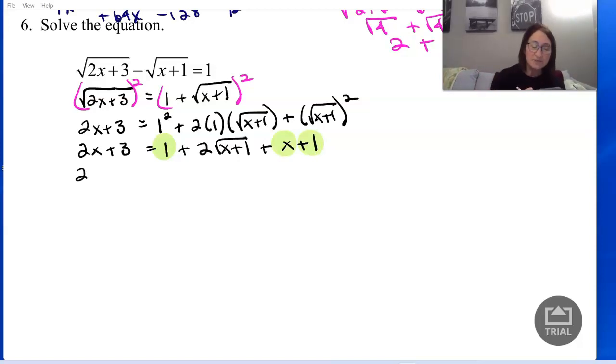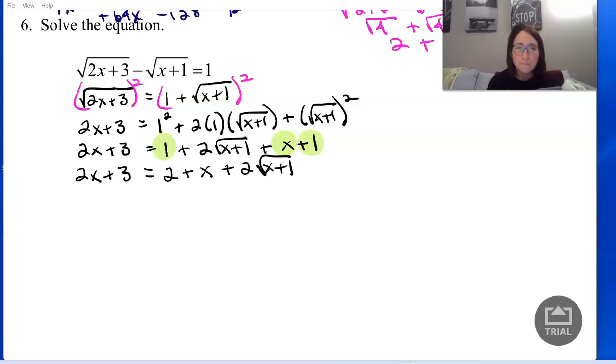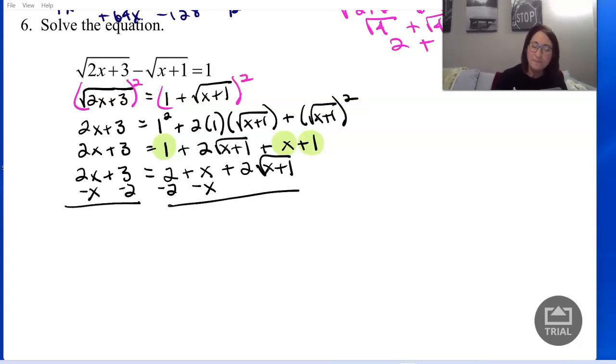Okay, I'm going to combine on the right my like terms and bring this x to the front. So on the left, I have 2x plus 3. I'm not doing anything with that yet. I'm going to add together 1 plus 1 gives me 2 plus that x, and then I've got my 2 square root of x plus 1. I'm going to bring over the 2, bring over the x, so I keep my like terms together. All right, so now I've got x plus 1 equals 2 square root of x plus 1.